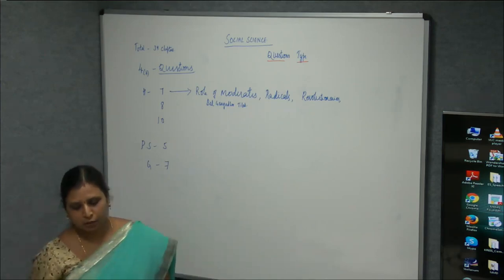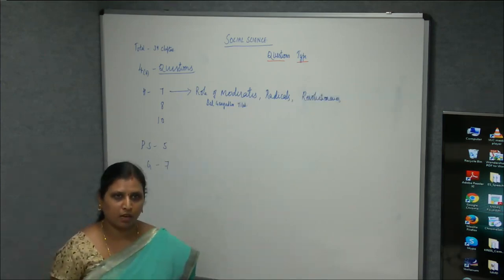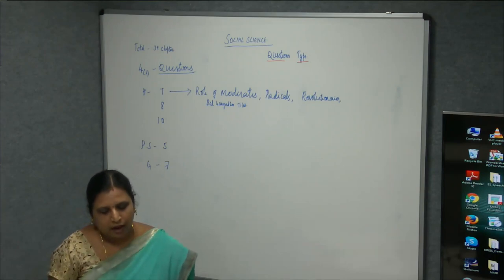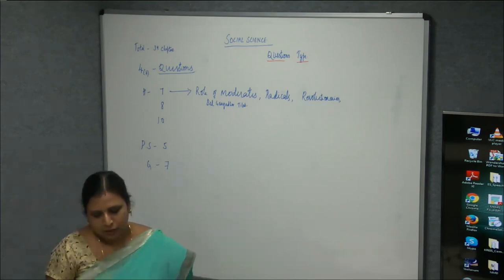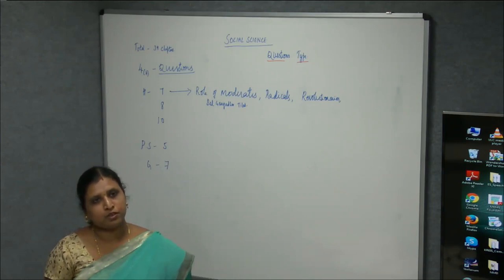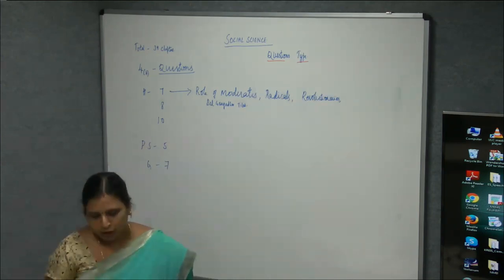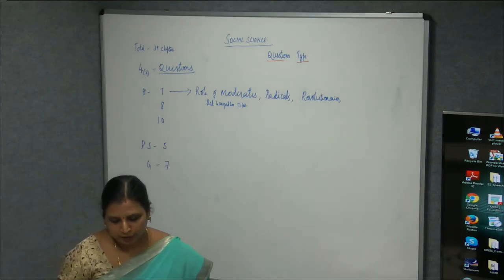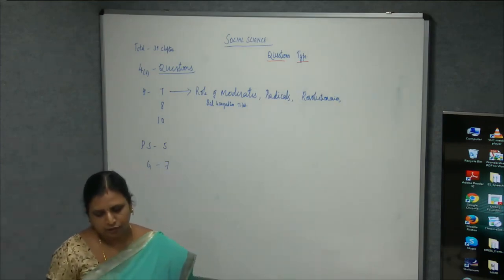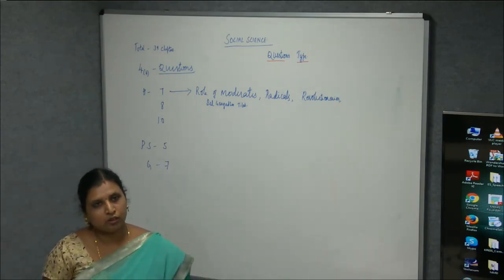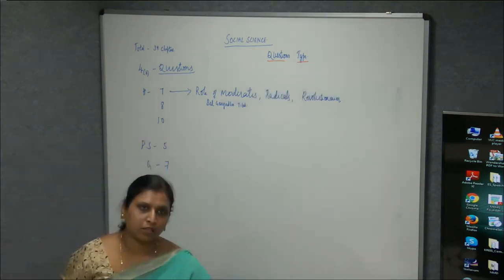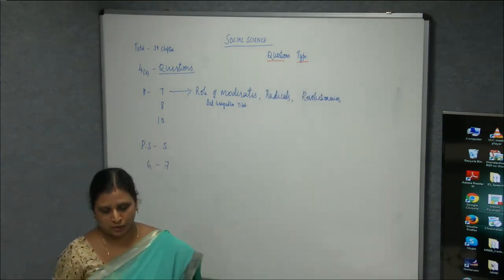The Kolas and Mundas revolted against the zamindars. The next question is about the achievements of Subhash Chandra Bose in the freedom struggle, or explain the role of Subhash Chandra Bose in the freedom struggle. If they ask about his role, you write this answer. If they ask about his achievements, you write this answer.